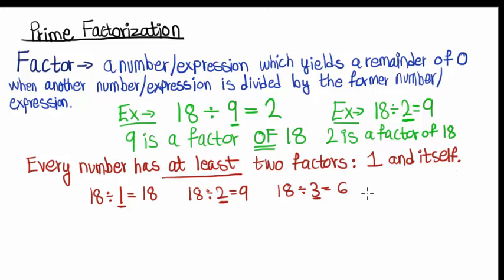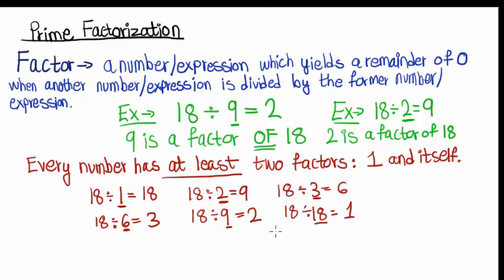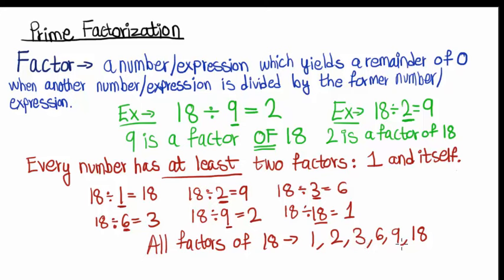The same goes with the number 5. Now if I do 18 divided by 6, I will get 3. And since 3 is a whole number, 6 is a factor of 18. Also, if I do 18 divided by 9, I will get 2. And since 2 is a whole number, 9 is a factor of 18. 18 divided by 7 and 18 divided by 8 will not give me whole numbers. And lastly, 18 divided by 18 will give me an answer of 1. And since 1 is a whole number, 18 is a factor of 18. The numbers 1, 2, 3, 6, 9, and 18 are all of the factors of 18.